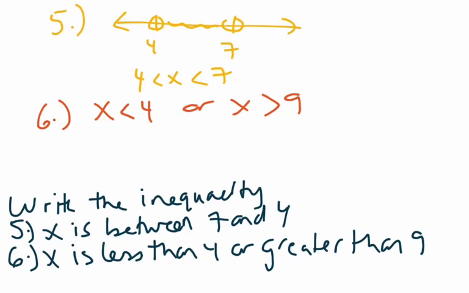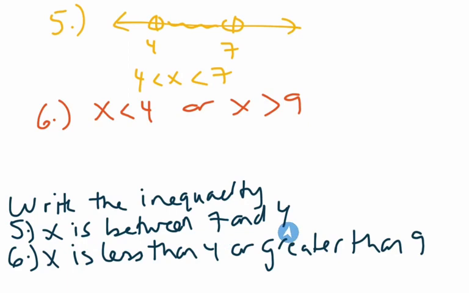All right, number 5, x is between 7 and 4. Now, you want to be careful because you might say between 7 and 4, and does that mean you color them? If x is between them, then it can't be the 4 and it can't be the 7, because between strictly means between them.